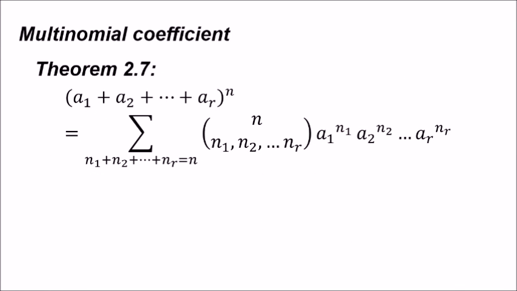We also have the multinomial coefficients. This is in theorem 2.7. Dun sa binomial, hanggang dalawang variable lang tayo doon. In this multinomial, hanggang kahit na ilan. So, let's say, a sub 1, yung ating mga variable, a sub 2, a sub 3, and so on, hanggang sa a sub r. And when this is raised to n, ito na yung kanyang formula, the multinomial coefficients.